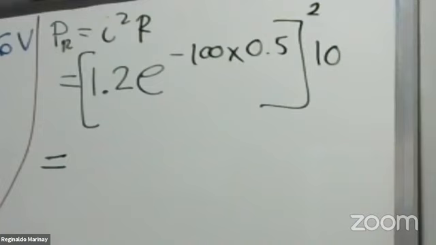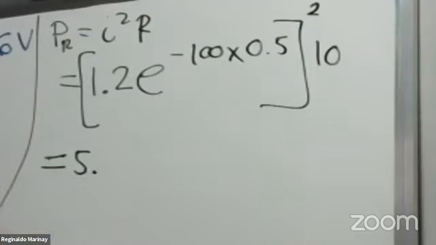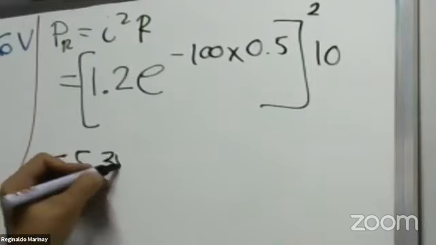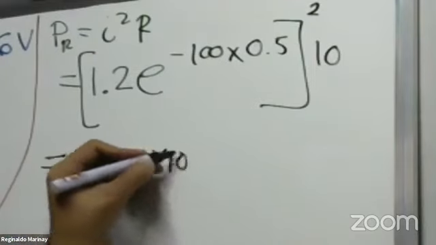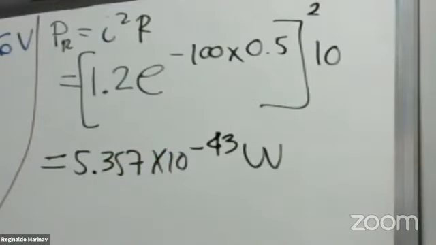Times 10, guys, times 10. Okay, my calculated value is 5.357 times 10 raised to negative 43 watts. Okay? That is our P sub R.